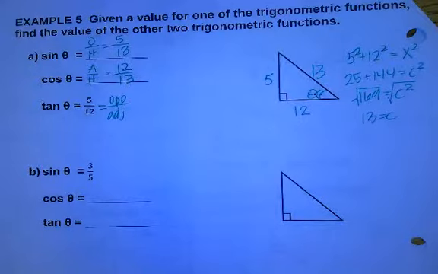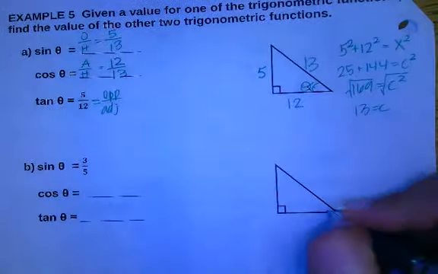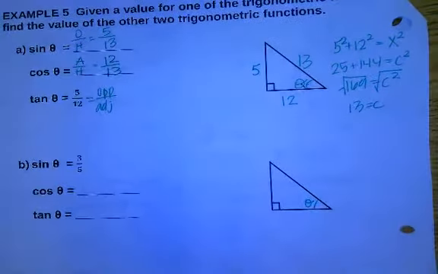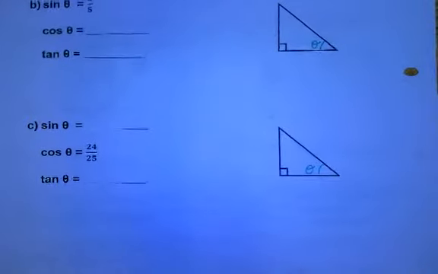Okay, letter B, just so that we all have the same reference angles, let's use the bottom right one. With your group, do B and C. You're always going to have to solve for the third side.